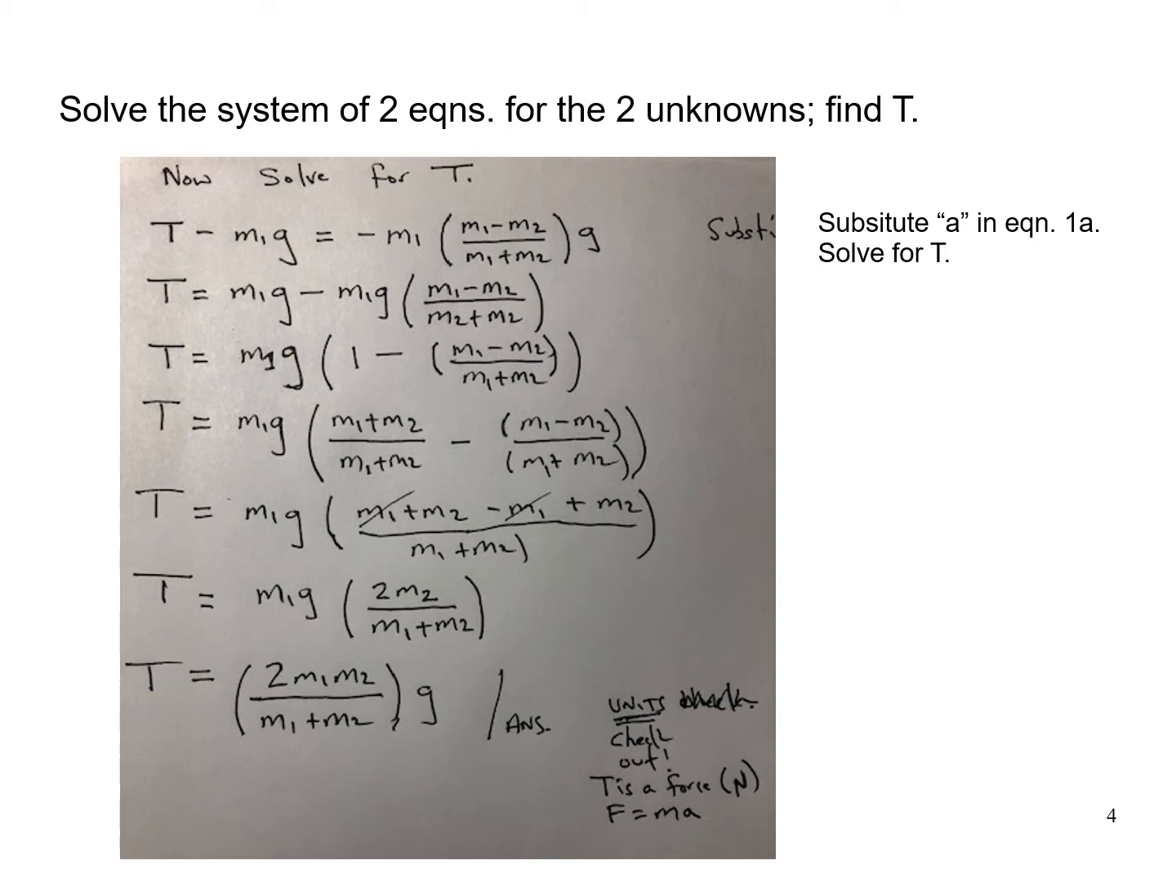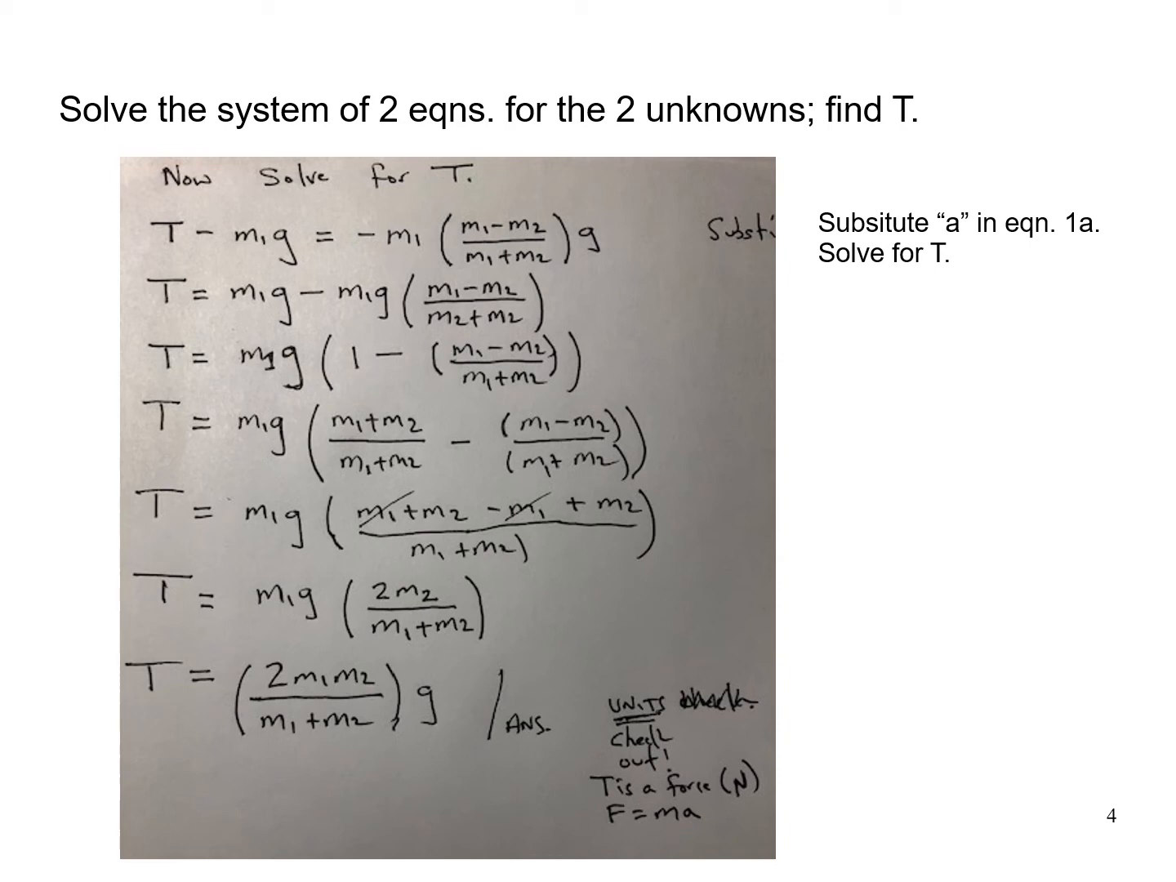In the fourth step, we find a common denominator by rewriting 1 as the ratio of the sum of the masses. In the fifth step, we combine the fractions and cancel terms. Next, we rearrange our equation and find our answer, which is 2 times the product of the masses over the sum of the masses, all times the acceleration of gravity near the Earth's surface, which we have captured as the letter g.